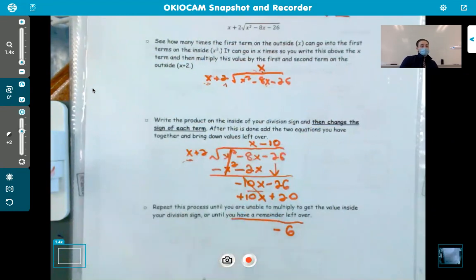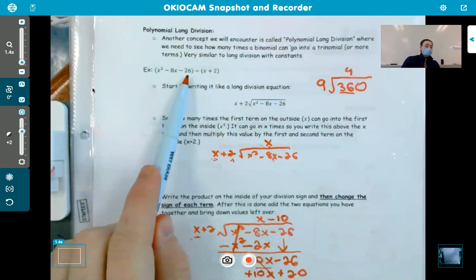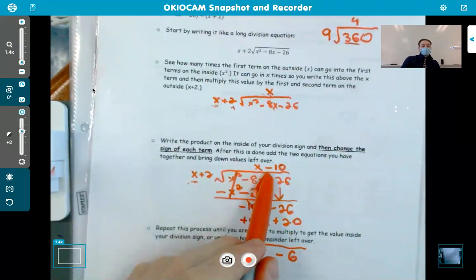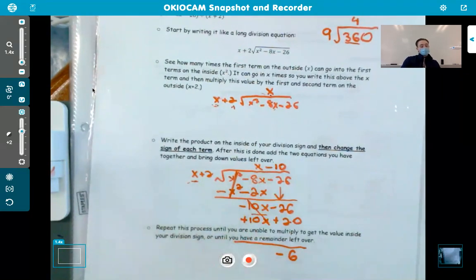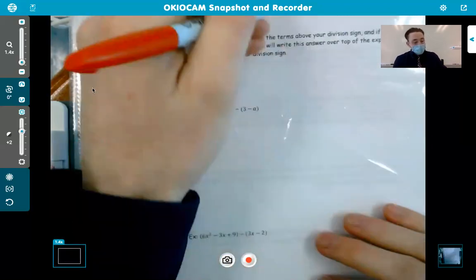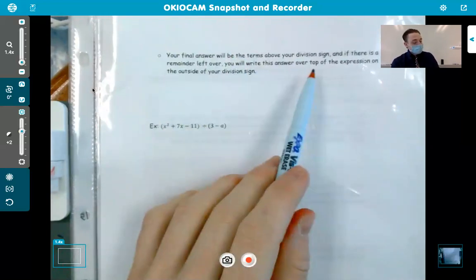Our answer is the number that's on top of my division sign. So if I were to ask you what's x squared minus 8x minus 26 divided by x plus 2, your answer is x minus 10. Okay. And the way that we write our answer, if you have a final answer in the terms above your division sign, that's your final answer. That's what we just talked about.